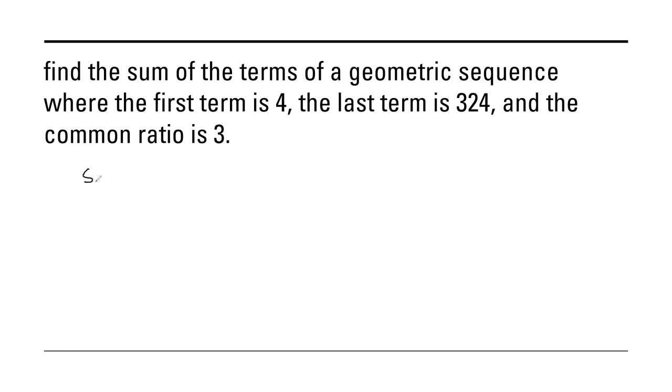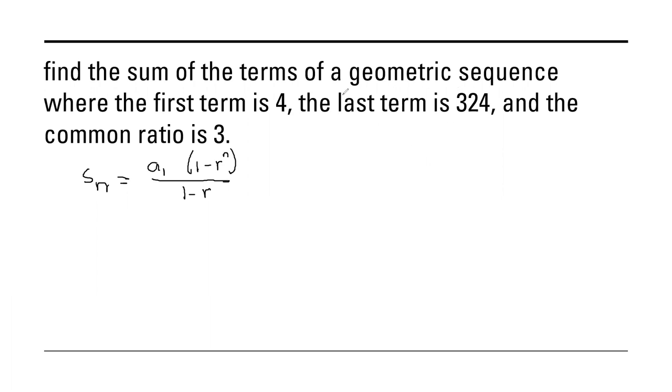That is S sub n is equals to A sub 1 times 1 minus R raised to n over 1 minus R. Meron tayong A sub 1, it's clear. Meron tayong R, which is 3. Ano ang kulang? Sir, number of terms po. Correct. Nawawala ang number of terms natin. So, paano natin hahanapin yon? Given kasi yung last term natin.